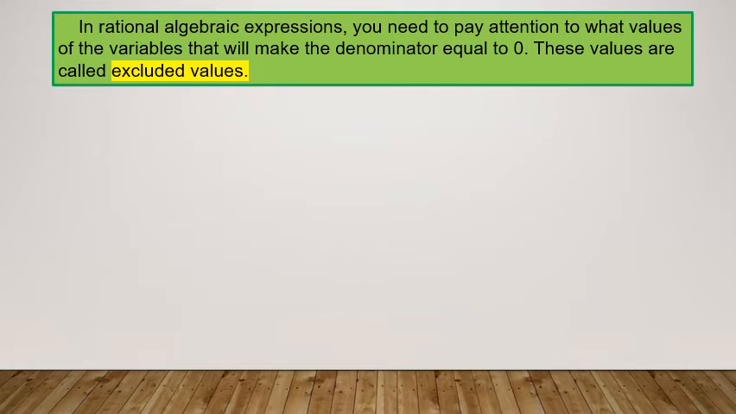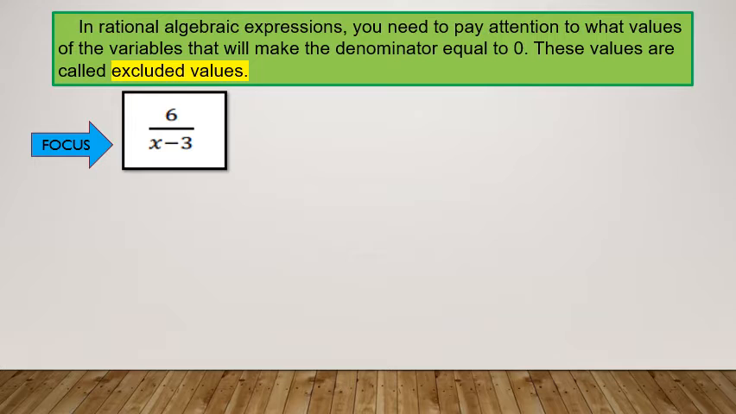In rational algebraic expressions, you need to pay attention to what values of the variables will make the denominator equal to 0. These values are called excluded values. These are the values that you cannot use because the denominator will become 0, and that is undefined. Let's have the example. Let's focus on the denominator. x minus 3 equals 0, so let's set it first to 0. And then apply the property of equality, which is addition. That is x equals 3. That is the result.